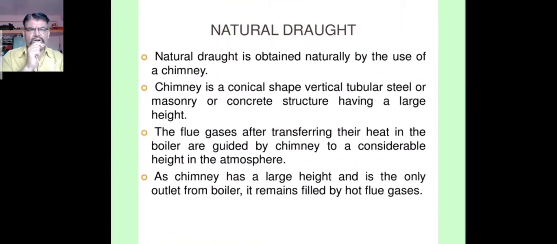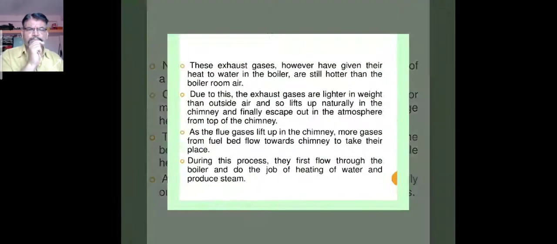Natural draught is obtained naturally by the use of a chimney. A chimney is a conical shape, vertical, tubular, steel or masonry or concrete structure having a large height. The flue gases, after transferring their heat in the boiler, are guided by the chimney to a considerable height in the atmosphere. As the chimney has a large height and is the only outlet from the boiler, it remains filled by the hot flue gases.